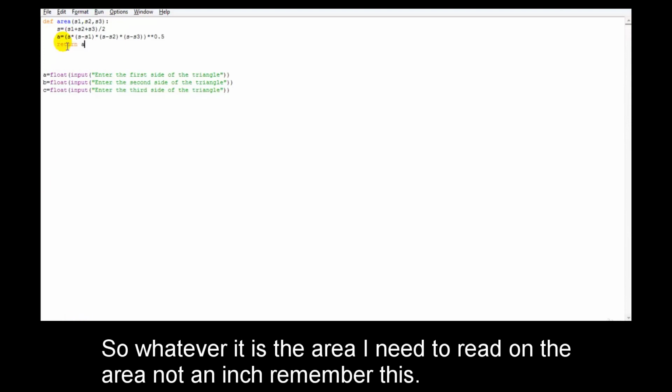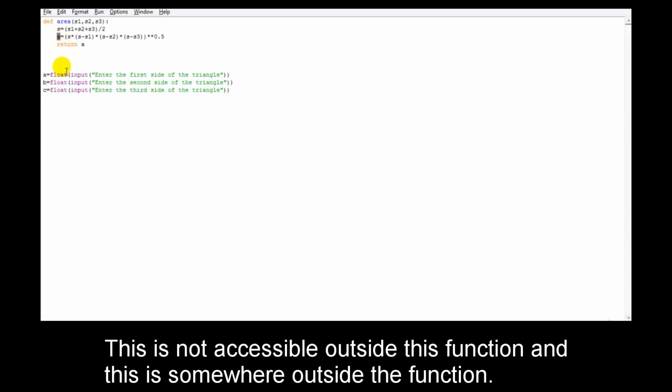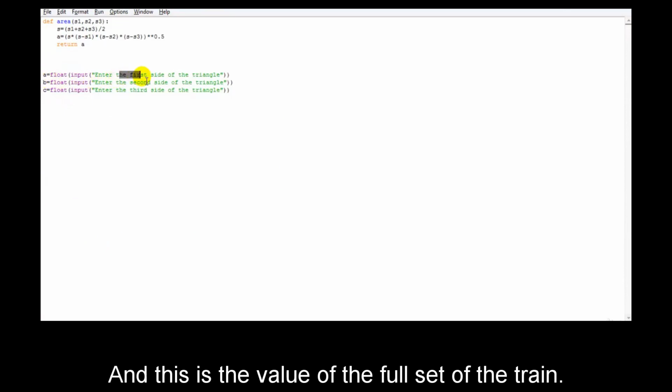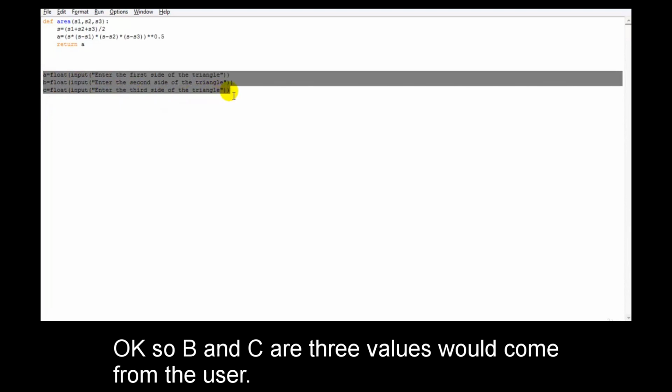Now remember, this A and this A are completely different. This A is not accessible outside this function, and this A is somewhere outside the function, and this A is the value of the first side of the triangle. Okay, so A, B and C are three values which I have taken from the user.